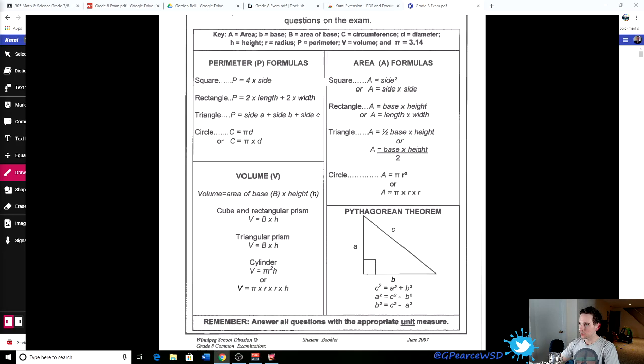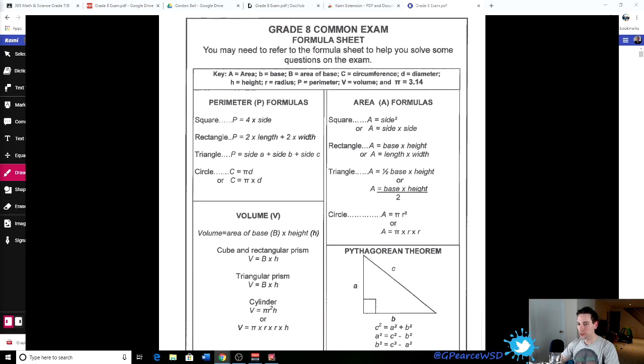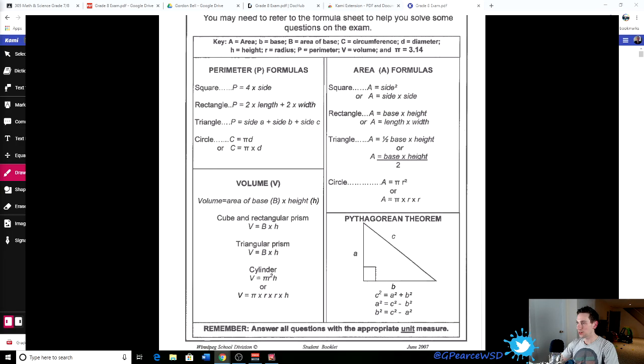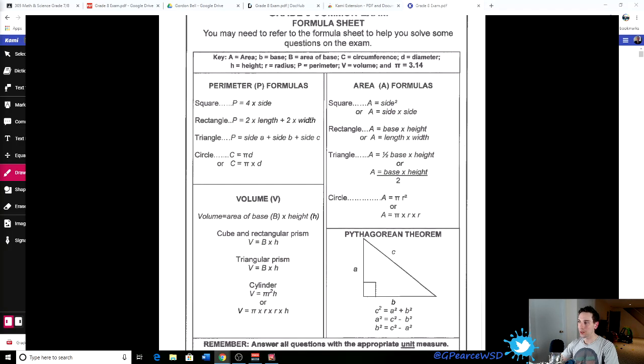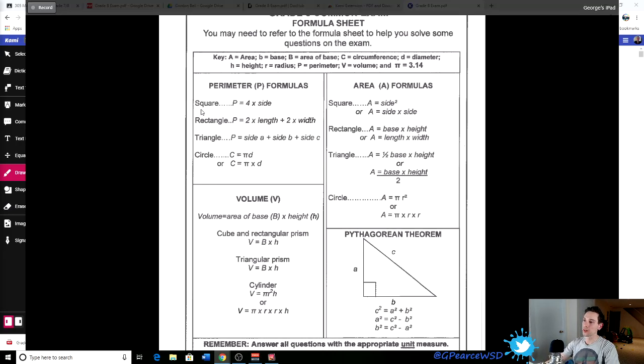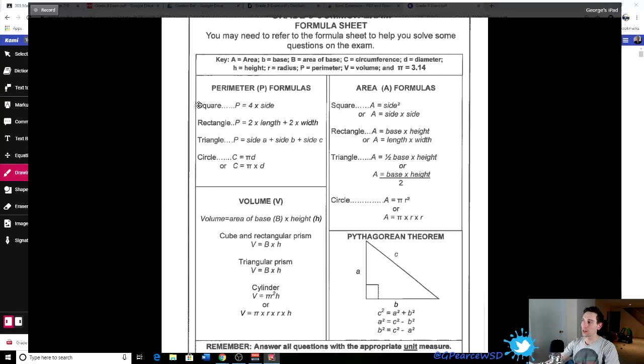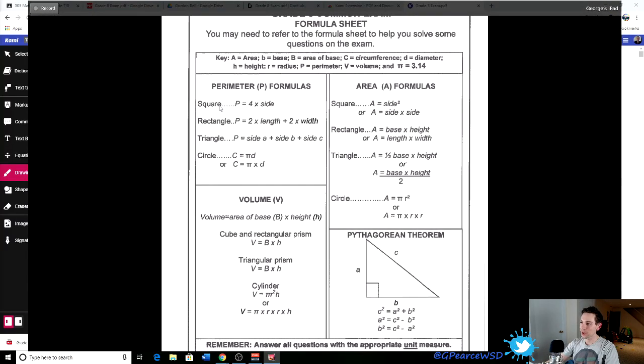Obviously you notice that they include a formula sheet. You guys are familiar with this. You've seen things like this before. They don't include some of the visuals that the formula sheets I've given you before did. So you do have to understand the language that they use. Instead of showing you a picture of a square along with the square, you have to understand square, rectangle, triangle, circle, area, perimeter.